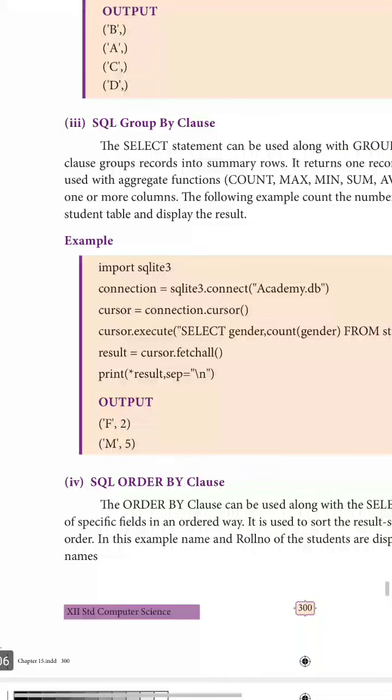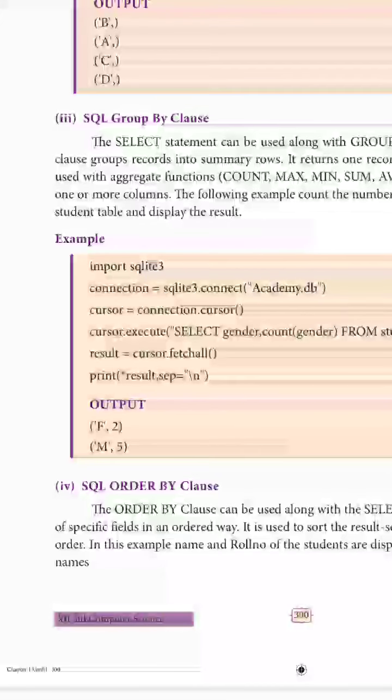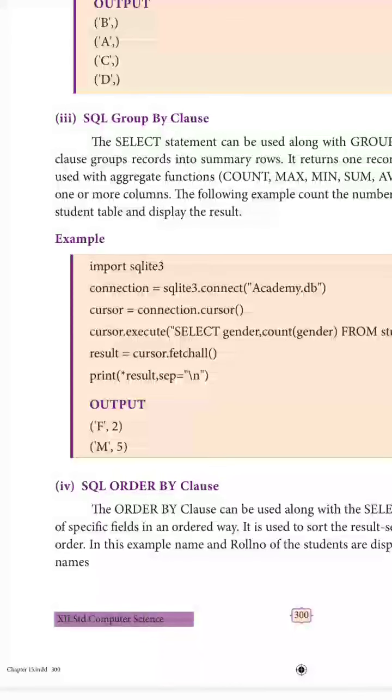Here you can see that it will provide you the count. Since they are using count as a function and they are grouping the output, you can see that female is equal to 2 candidates and male is equal to 5 candidates in the output. So this command can be used to get the number of records in the particular group.